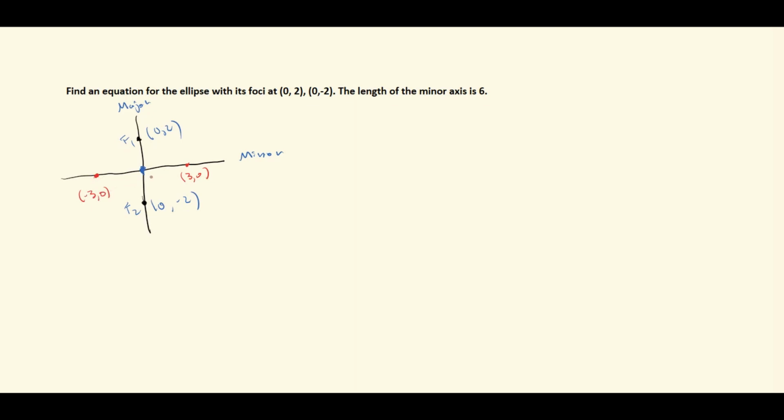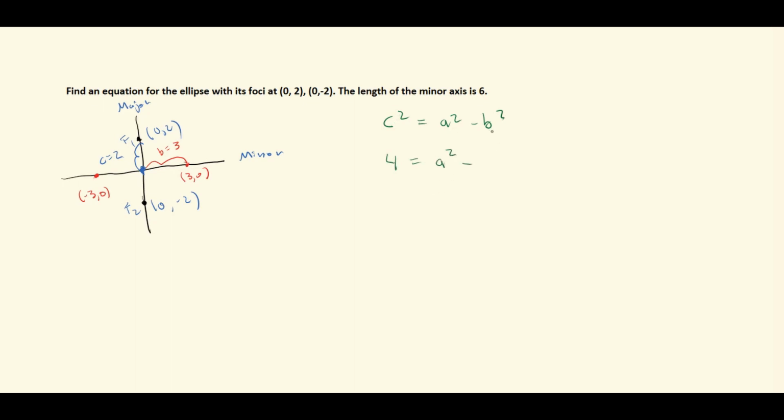Okay, so we got our foci and vertices of the minor axis. Now we need to find the vertices of the major axis. This here tells us that b is equal to 3. This here tells us that c is equal to 2. And once again, if we remember our handy equation, c squared is equal to a squared minus b squared. We know c, we know b, we can go ahead and solve for a. So c is 2, 2 squared is 4. We don't know what a is, so we have a squared.